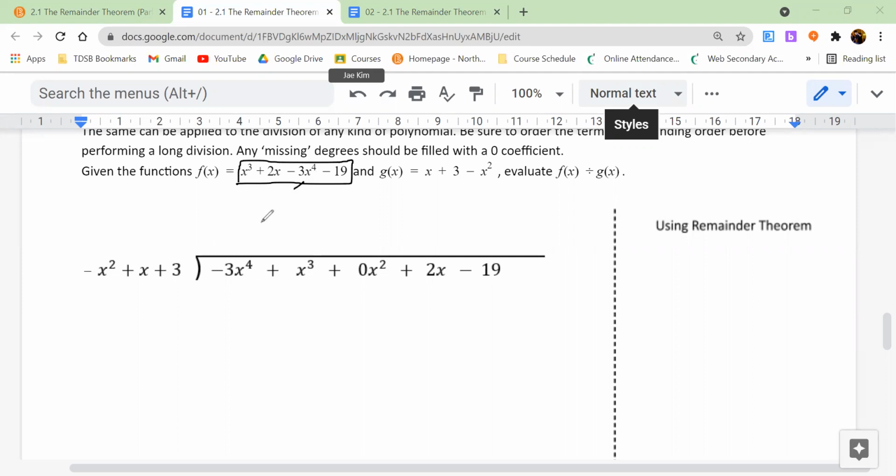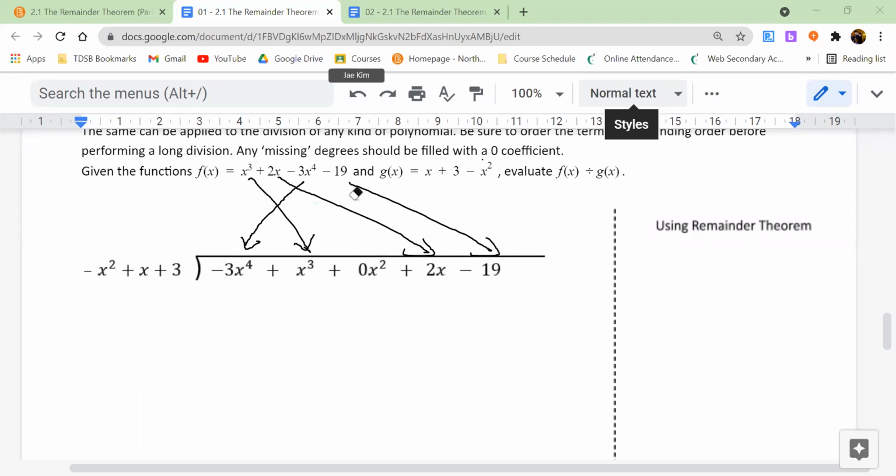Notice how 3x to the power of 4 is written here, then x to the power of 3, and then x to the power of 1, and then -19. You also might notice that x to the power of 2 is not a term in the dividend. What do we do with that? Well, to make long division easier, we put a 0 as a placeholder, because as we start multiplying out, you will see that you need some space for x squared terms. Just add it there if it's not in the original equation.